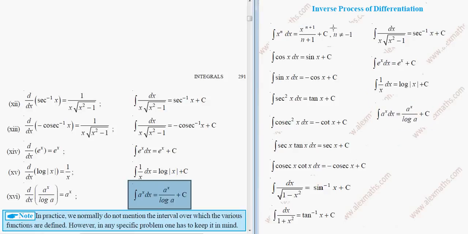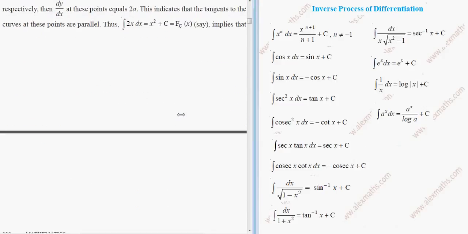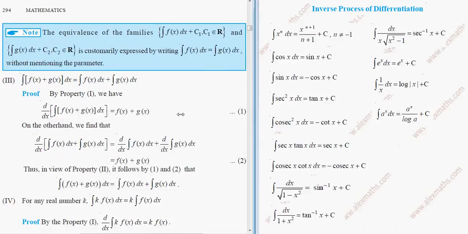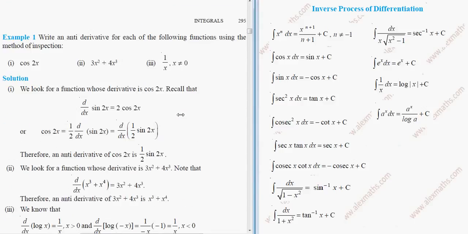But here we see it as a special type, the inverse process of differentiation, as type 1, because these formulas can be applied directly. I'll show you a few problems now, and a few problems I'll solve and show you. So a few things we'll discuss.